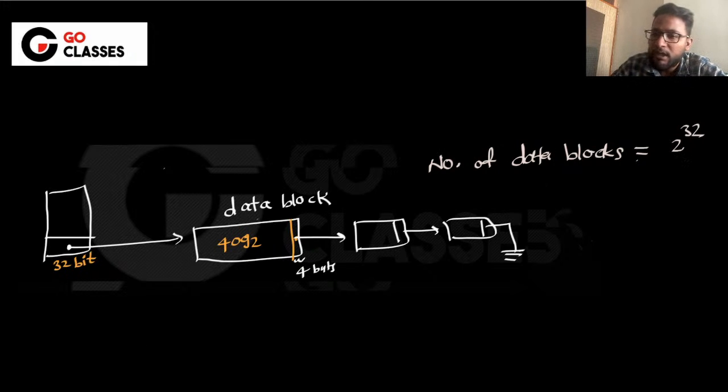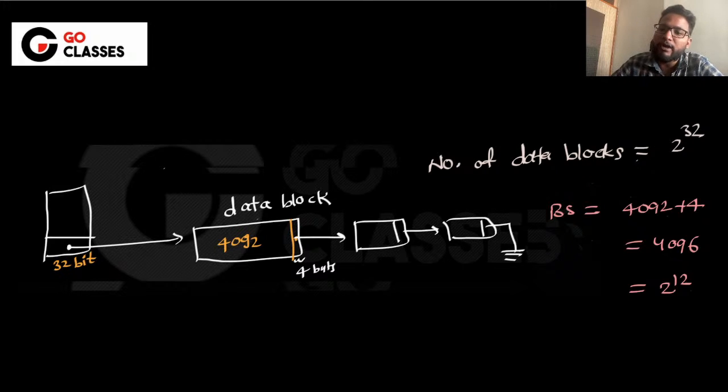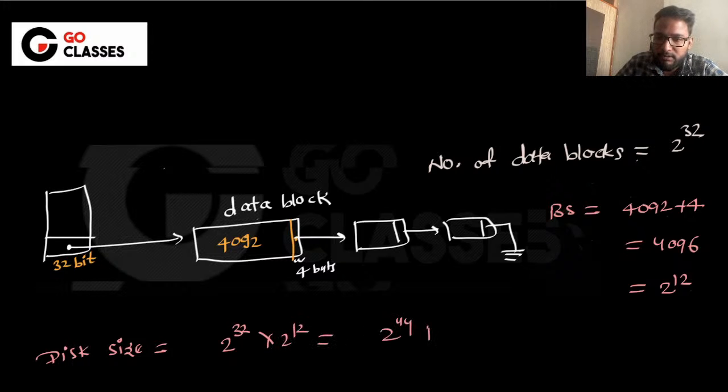That's why I have calculated it, and block size is given to me in this way: 4092 plus 4, which is 4096, which is 2 power 12. So number of blocks is given to me, block size is given to me. Now can you calculate the disk size? So disk size will be 2 power 32 into 2 power 12, which is 2 power 44 bytes. This much is the disk size.